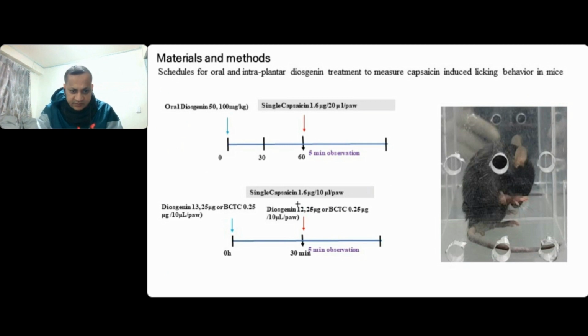So if you see this one, this is the model, the licking time behavior when we inject the capsaicin. The mouse feels pain, so it bites or licks to reduce the pain. It's a pain-like behavior. First we inject, and then after 60 minutes we evaluate. This is for the oral dose: after 1 hour we inject, and for the single dose with capsaicin, we inject after 30 minutes.